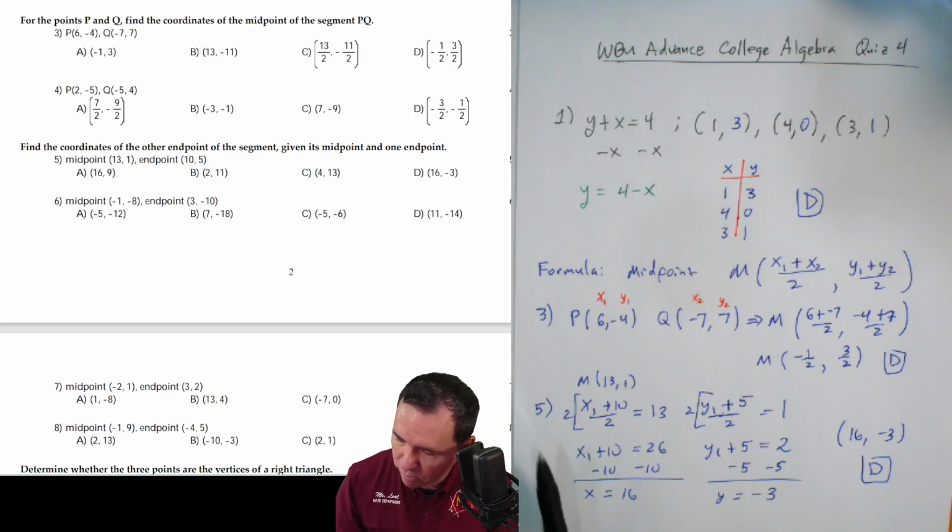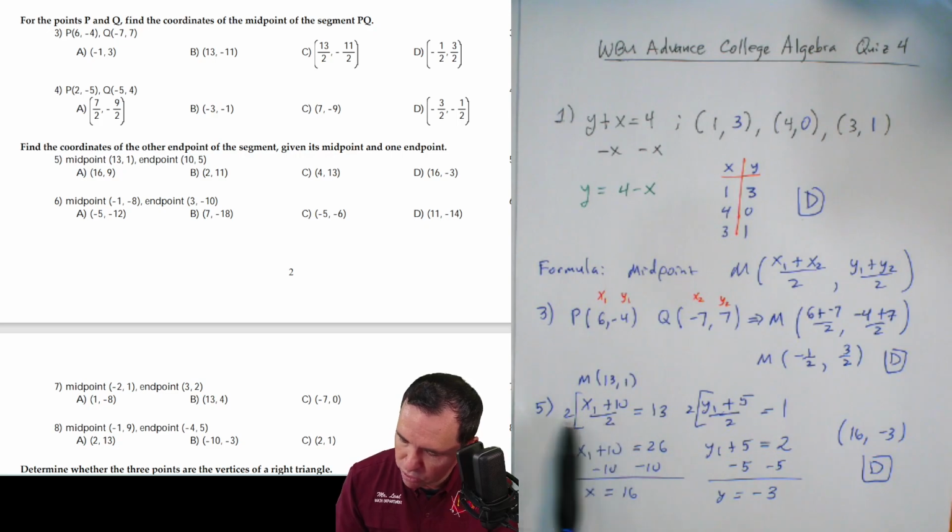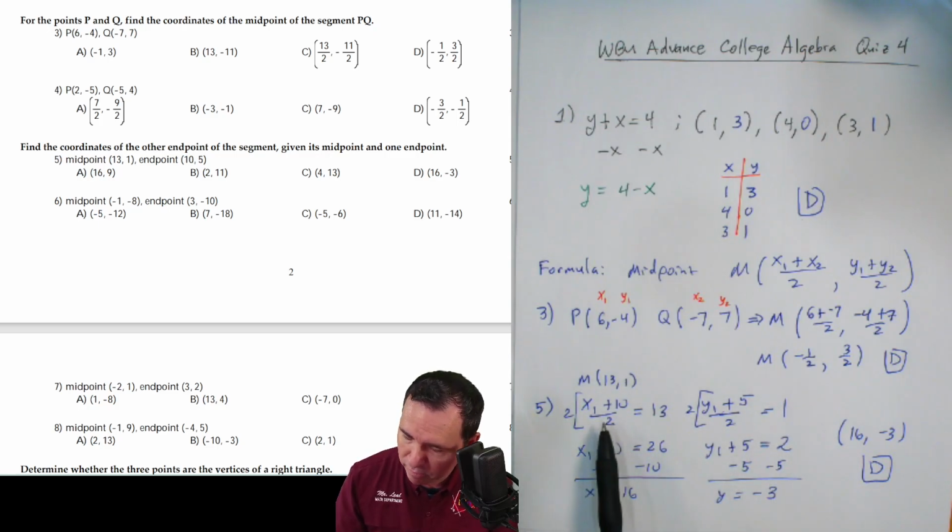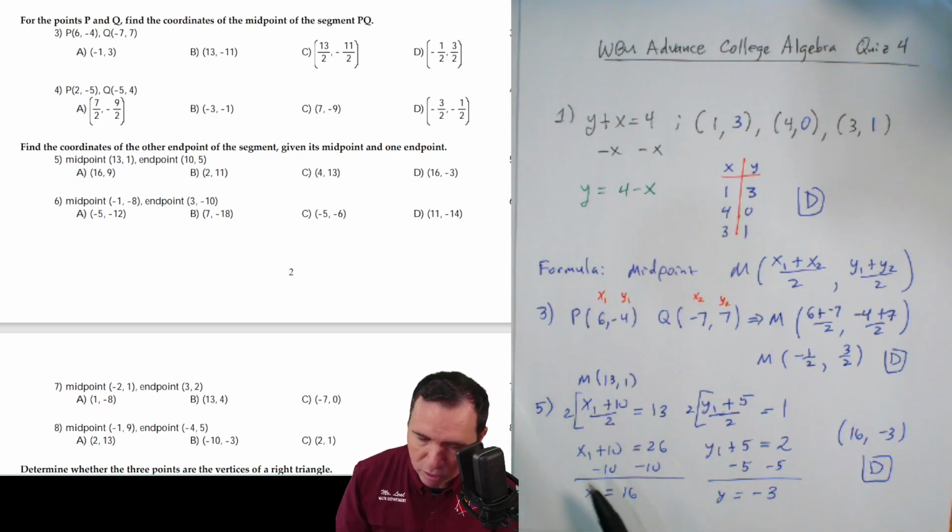You have to multiply that side by 2 and this side by 2. Those 2's cancel, but this becomes a 26. These 2 cancel, but the 2 times 1 becomes a 2. Then you do the opposite. If you're adding 10, you subtract 10. If you're subtracting 10, you add 10. It's always the opposite. Don't think you're always subtracting.